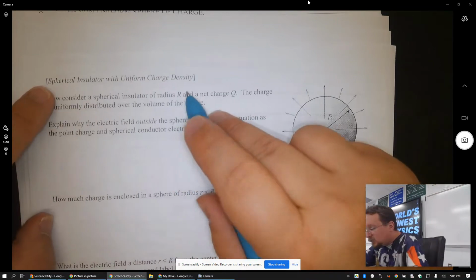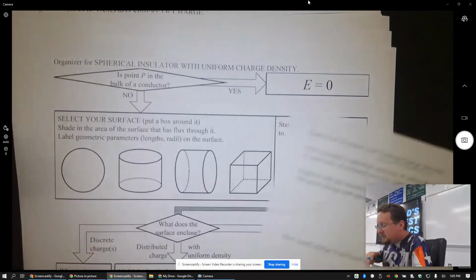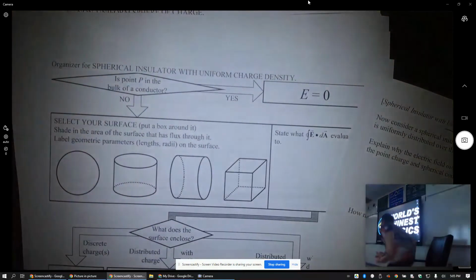Let's do an insulator, a spherical insulator with uniform charge density. So here we go. Spherical insulator, uniform charge density.